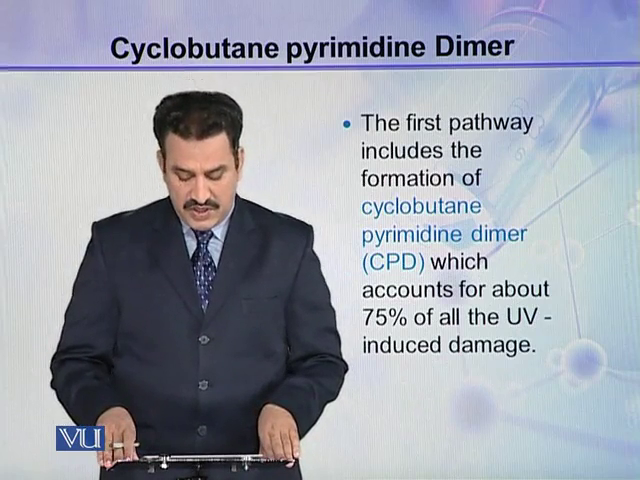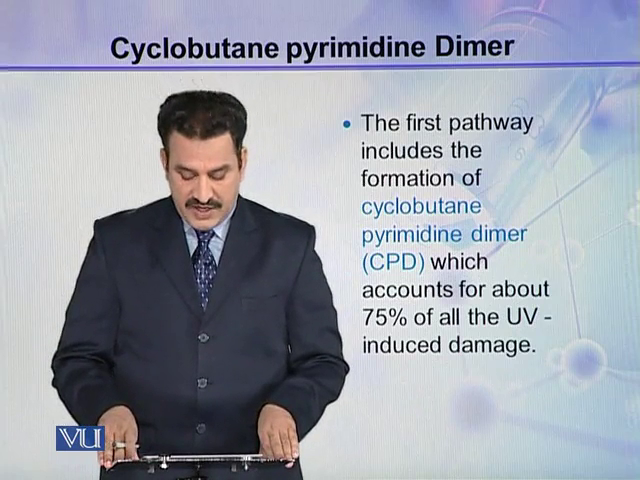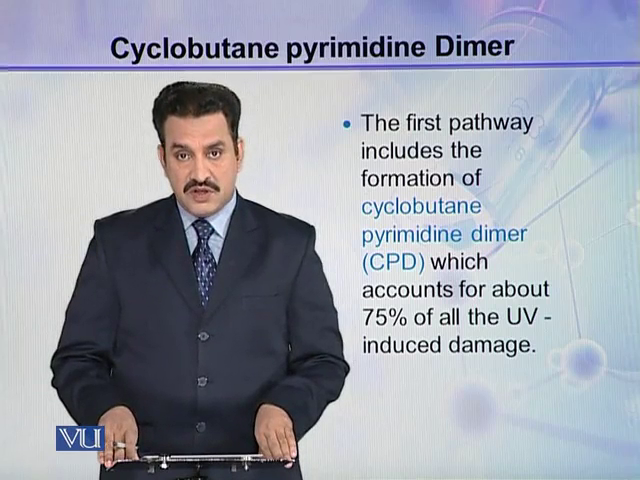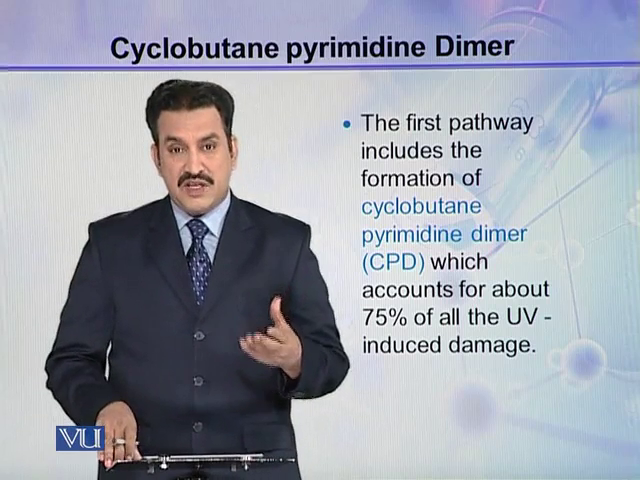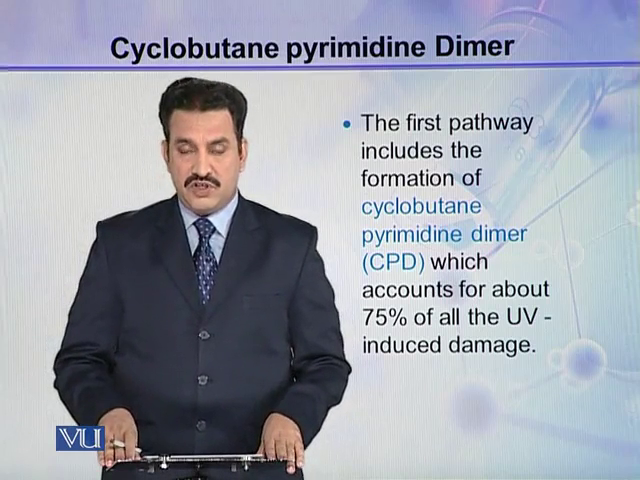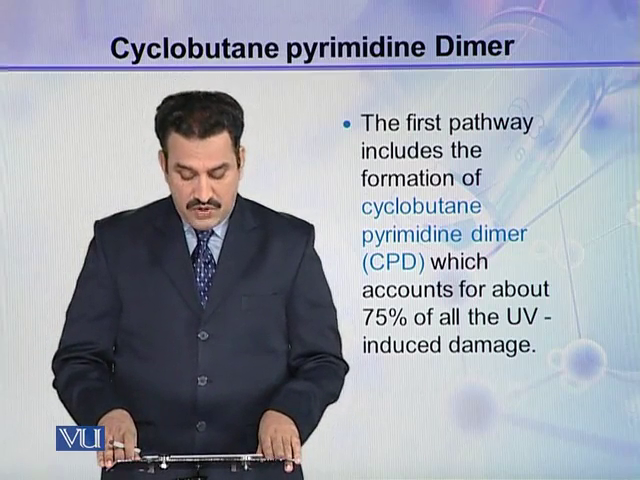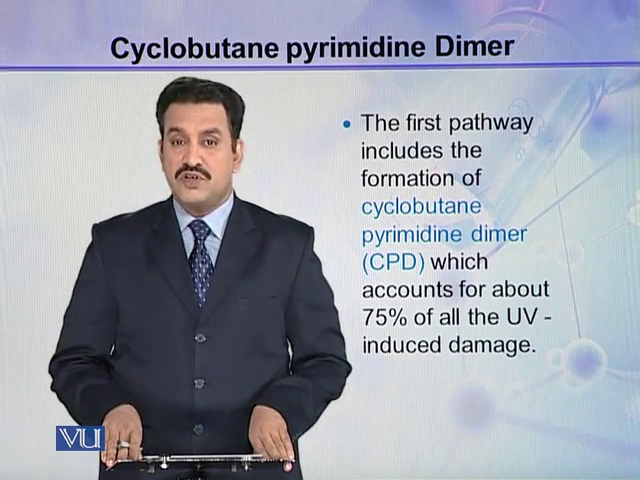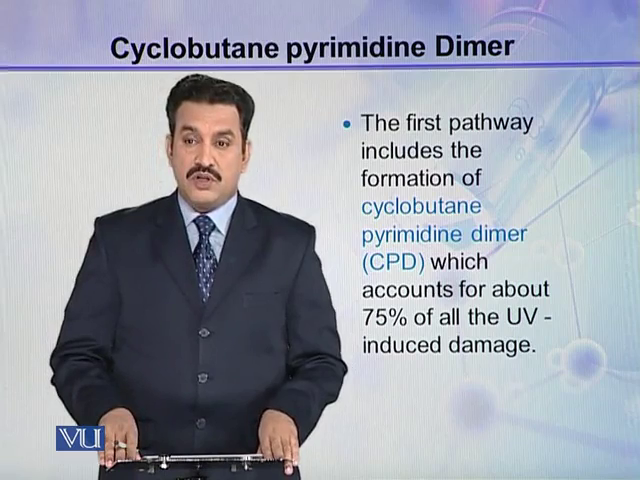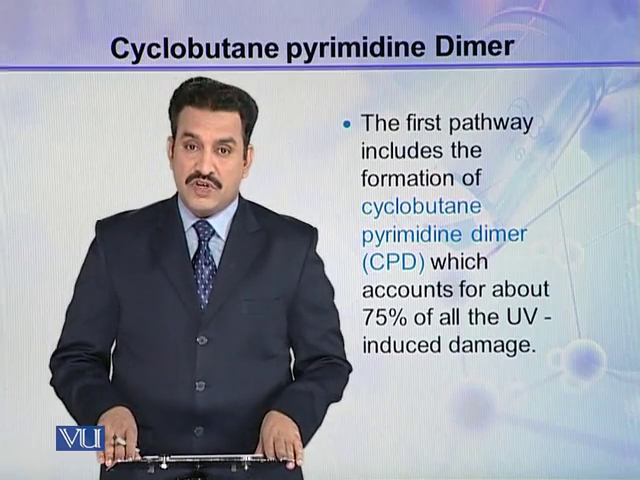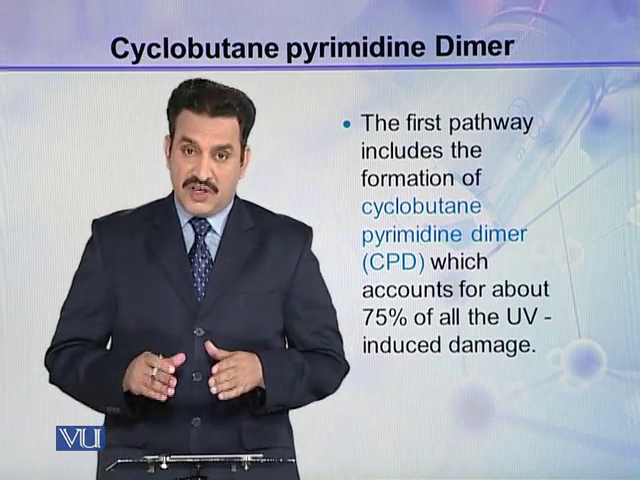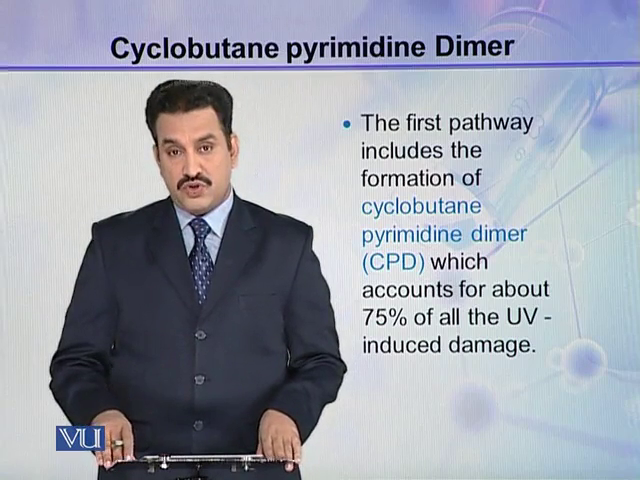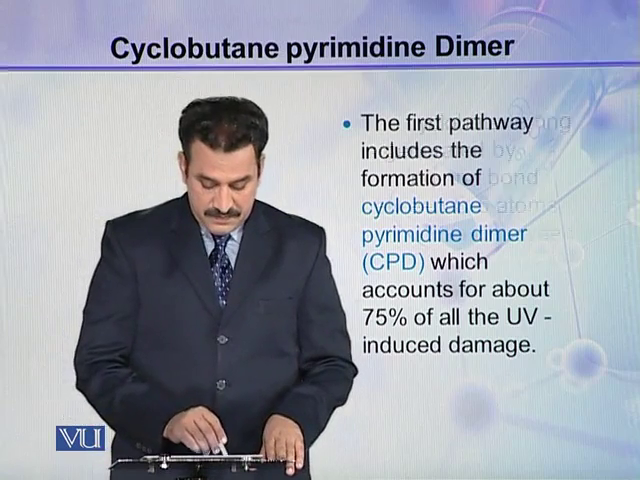The first pathway includes the formation of cyclobutane pyrimidine dimer, or CPD. This is mainly responsible for the DNA damage, and it accounts for about 75% of all the UV-induced damage. So of the total damage caused by UV, 75% is contributed by the formation of this CPD.